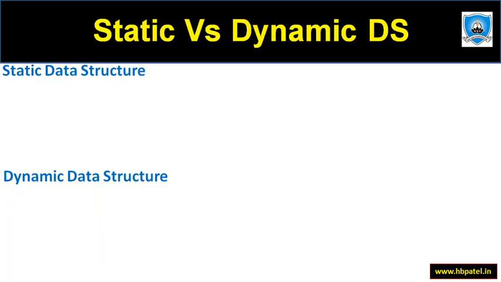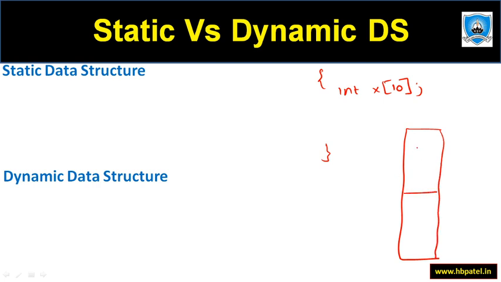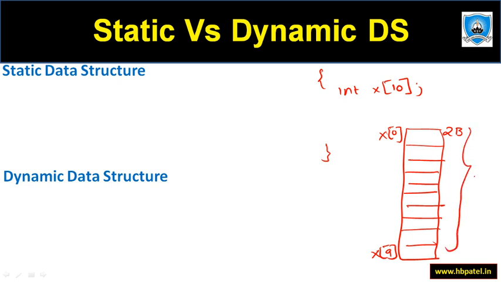So let us take the third category, static versus dynamic data structure. Static is like, if you write in your C programming, integer x[10]. This is what they call static memory allocation. It means 10 elements are reserved for you in memory, x[0] to x[9], because we know an array starts from 0. If I take an integer as 2 bytes, then 2 into 10, so 20 bytes will be reserved for x.